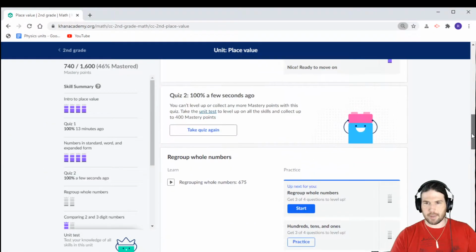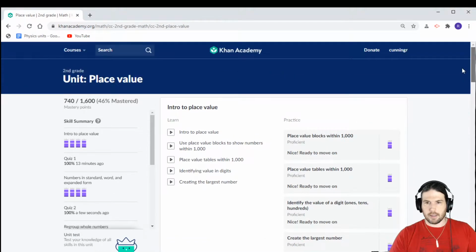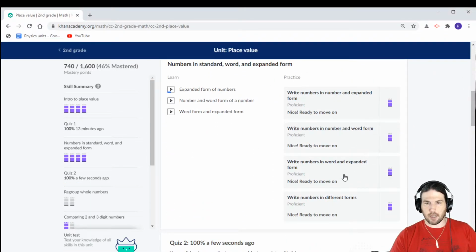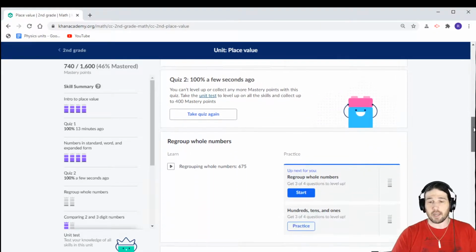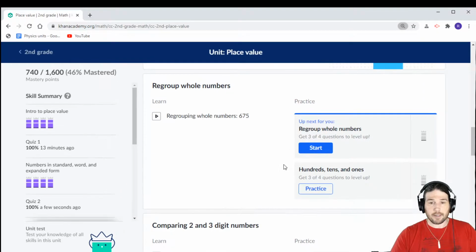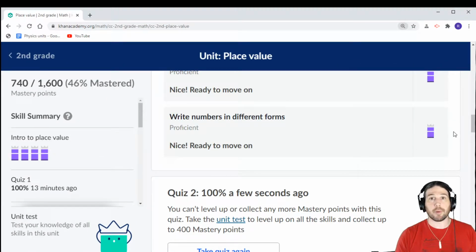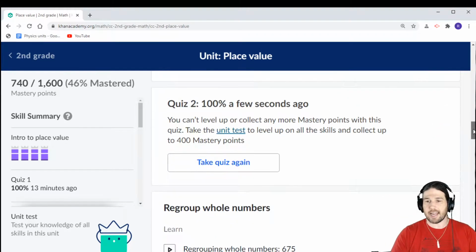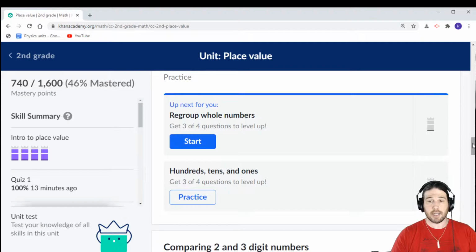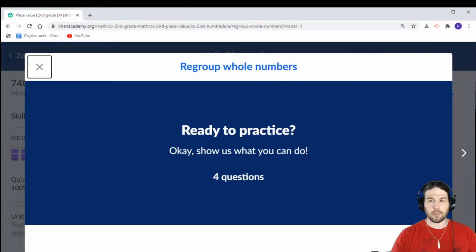All right, let's make sure I didn't skip anything accidentally. I haven't yet, and as you can see, the "write numbers in word and expanded form" skill is now up at the same level as everybody else because of the quiz. So again, in Khan Academy, you don't have to get 100% right away. If you get the answer right in the quiz, then you get your points back. And that's the way I think education should work in general. When you improve, when you master a topic, you should get your points back. The idea that you can fail a test and ruin your grade is absurd and needs to be gotten rid of. Regroup whole numbers.